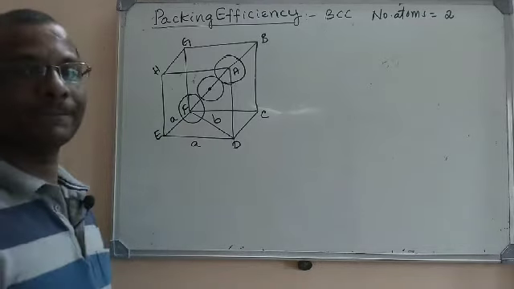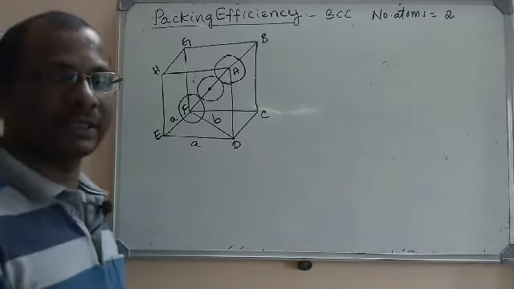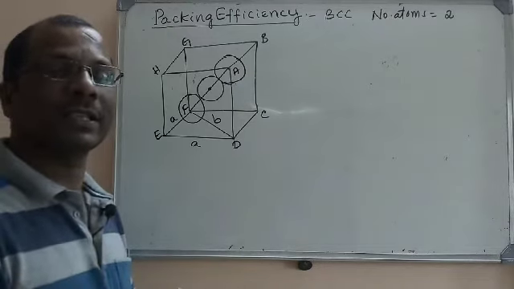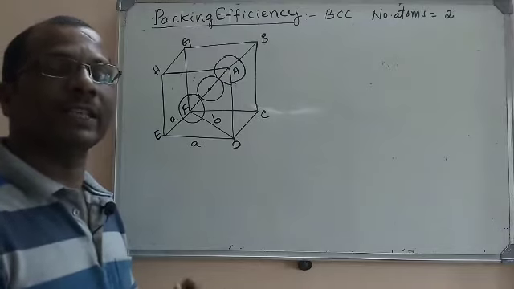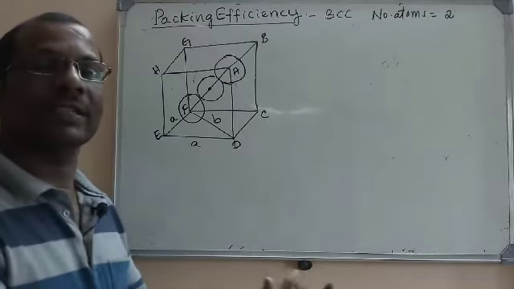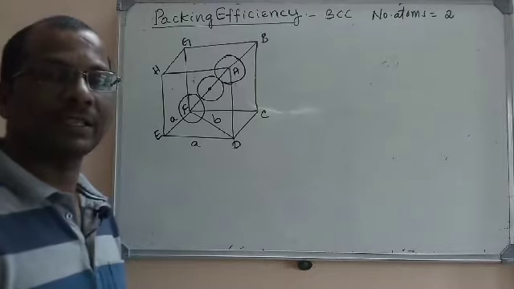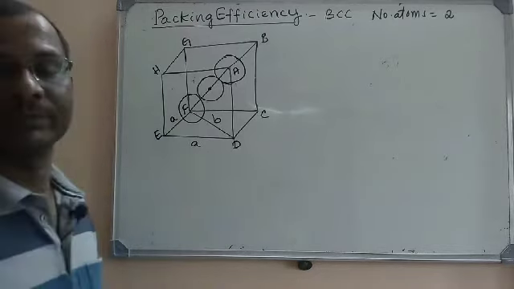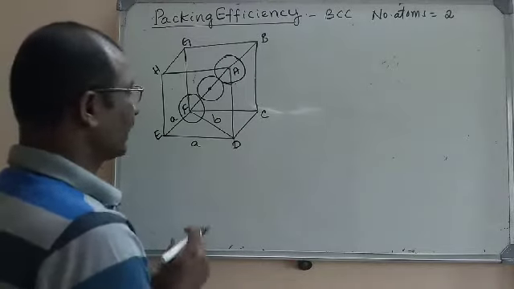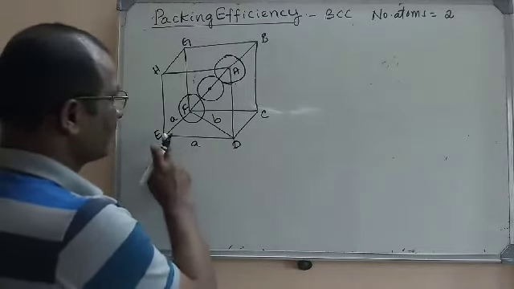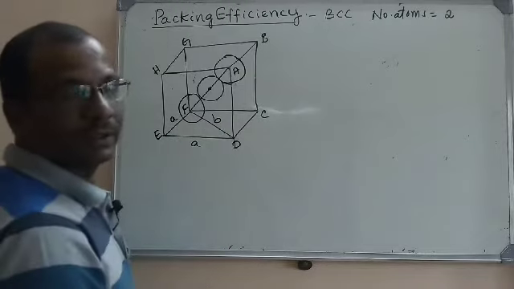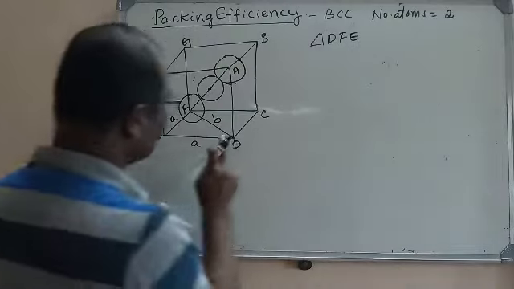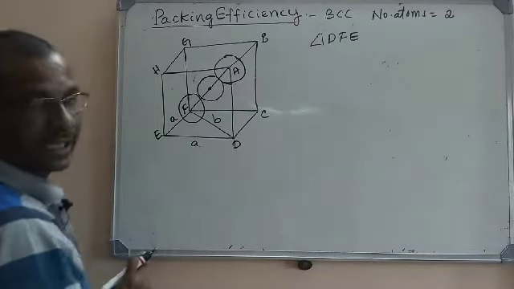Now we will apply the Pythagoras theorem here. I already told you that in every packing efficiency calculation, we first find an expression for a in terms of r, then substitute it in the formula of packing efficiency, and the final value will be obtained. This is what I have done here. Now let us take one triangle first. I will take triangle EFD or DFE. Look here, this is the triangle DFE. It is a right angle triangle.